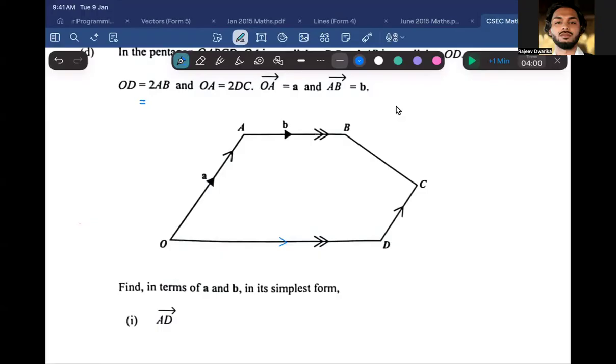You're real close to the answer. You just told me that OD is just 2 times AB, right? Yeah. What is AB? B. Right? So it'll be 2B. Yeah, 2B. Okay.